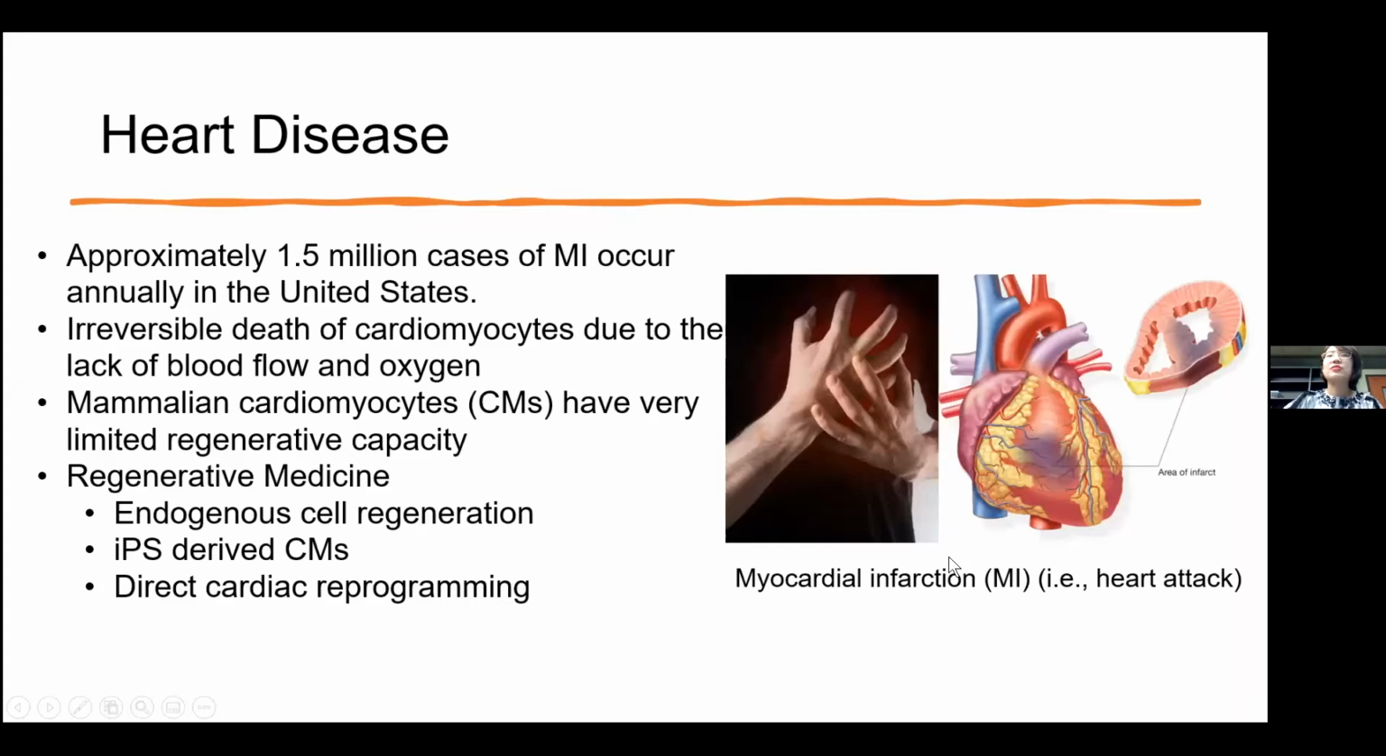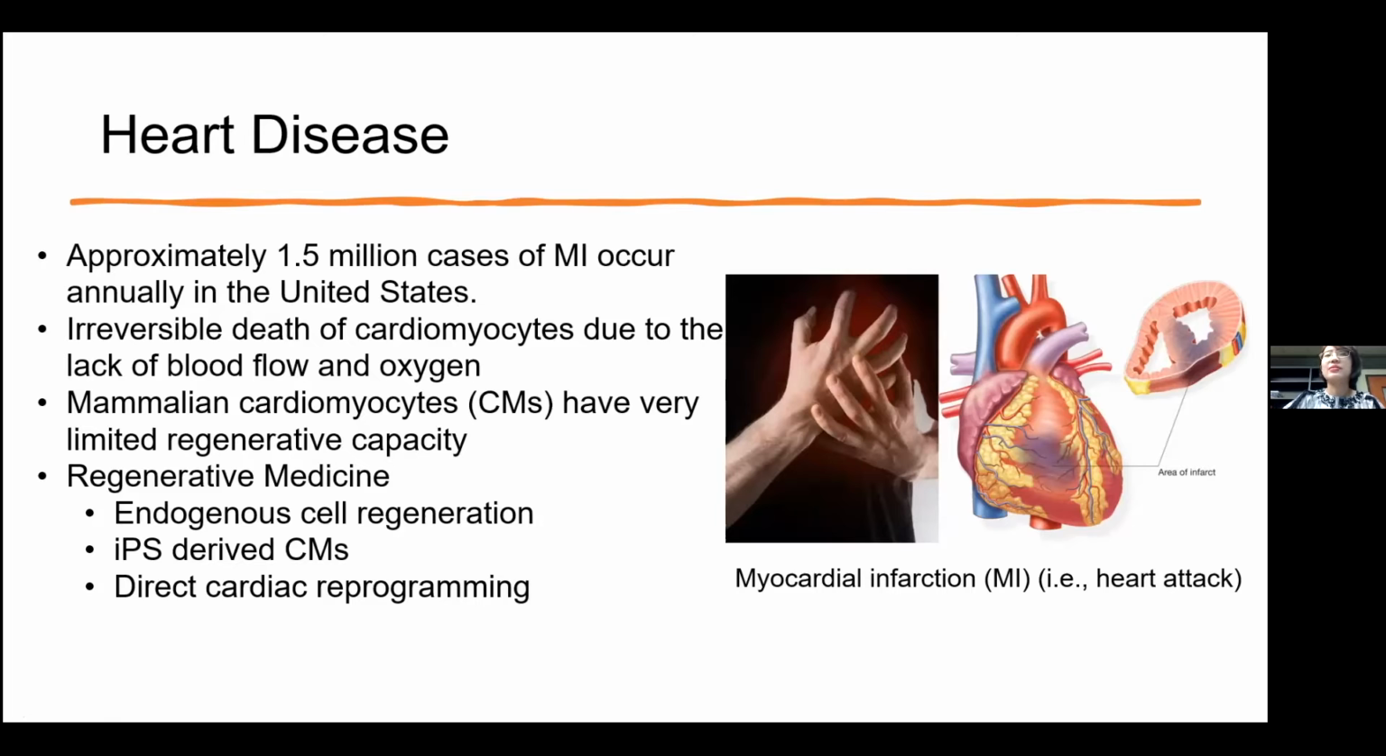So a little bit of background about heart disease. As the leading cause of death in the United States, there are approximately 1.5 million cases of myocardial infarction annually in the United States. About 1 billion cardiomyocytes undergo apoptosis shortly after myocardial infarction, and the death of cardiomyocytes is irreversible.